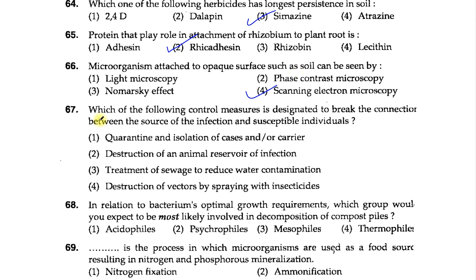Question 67. Which of the following control measures is designed to break the connection between the source of the infection and susceptible individuals? 1. Quarantine and isolation of cases and or carrier. 2. Destruction of an animal reservoir of infection. 3. Treatment of sewage to reduce water contamination. 4. Destruction of vectors by spraying with insecticide. Here the option 3, the treatment of sewage to reduce water contamination, is the correct one.